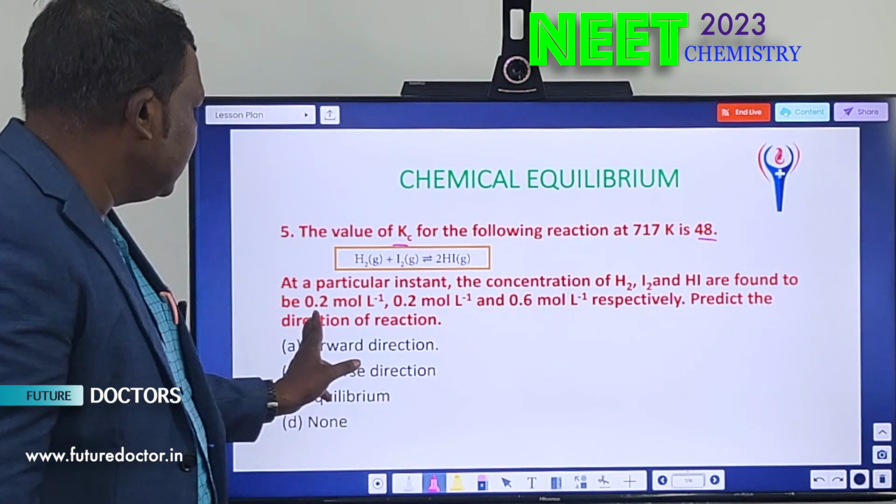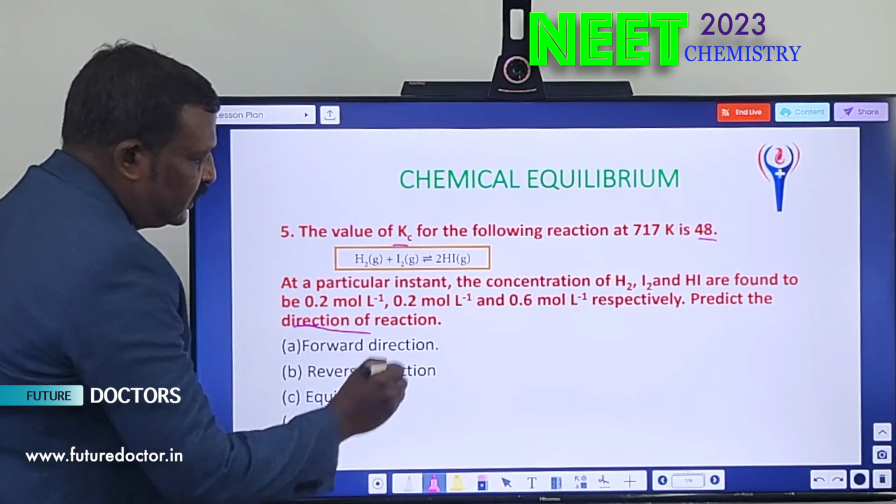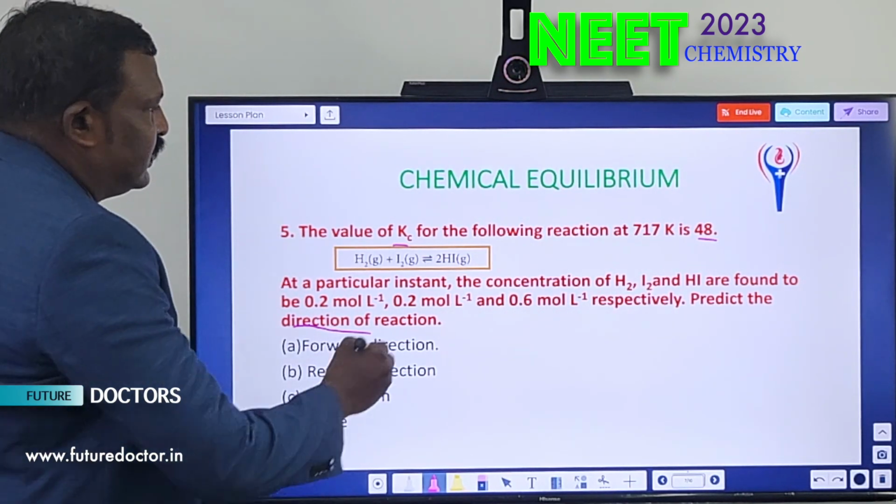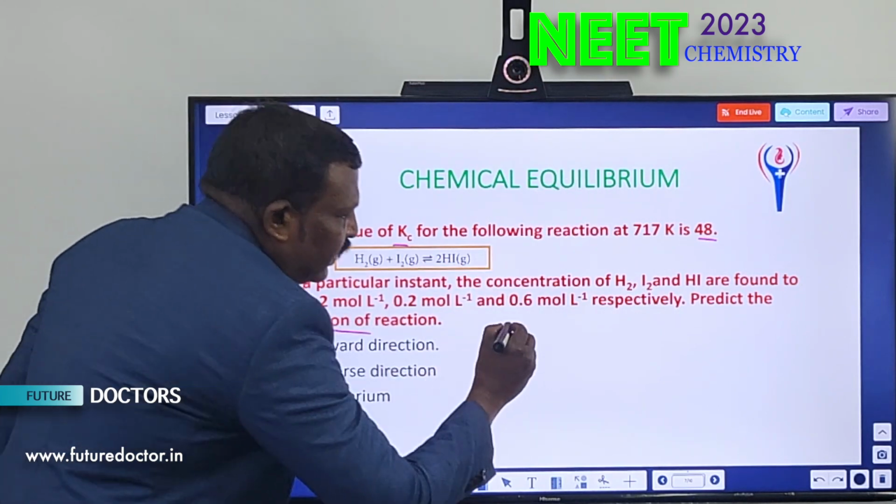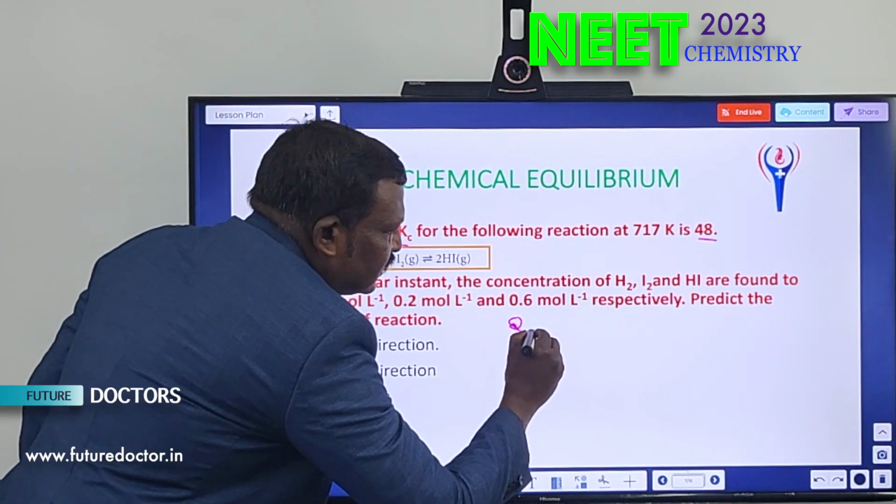Okay. Predict the direction of the reaction. So, predict the direction of reaction. How to find it? Here, first the Kc value is given. Now we have to find out the Qc value. Qc is nothing but the reaction quotient.